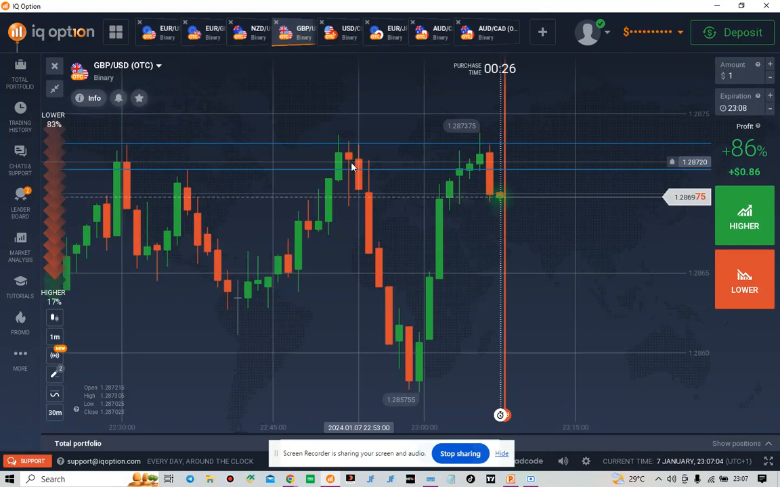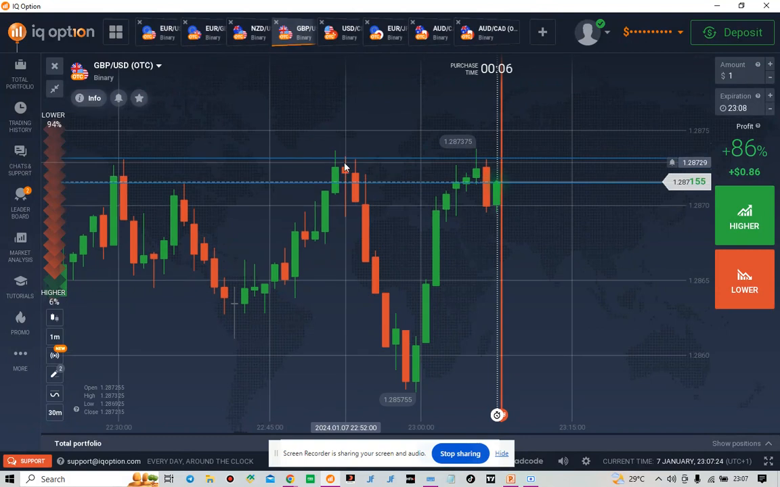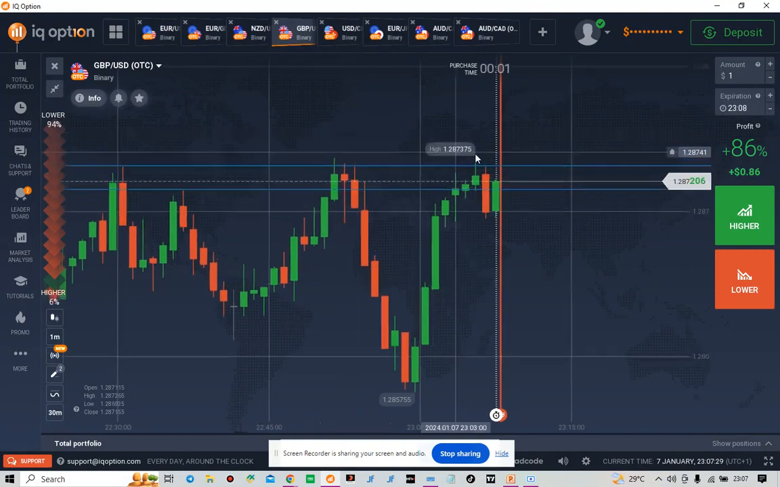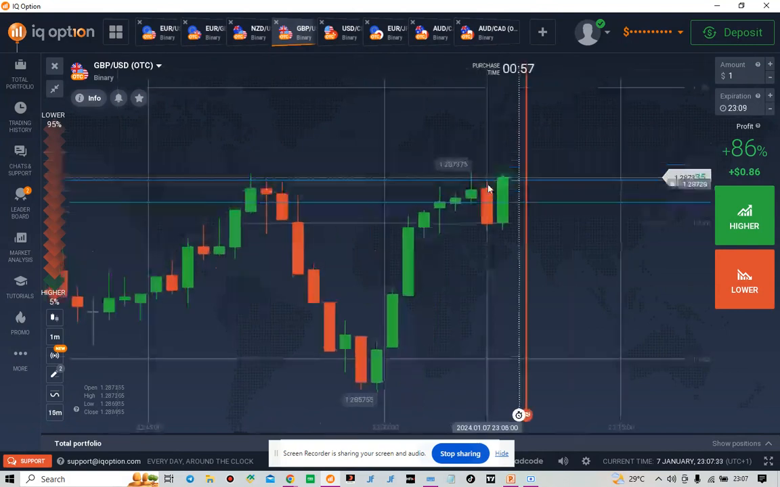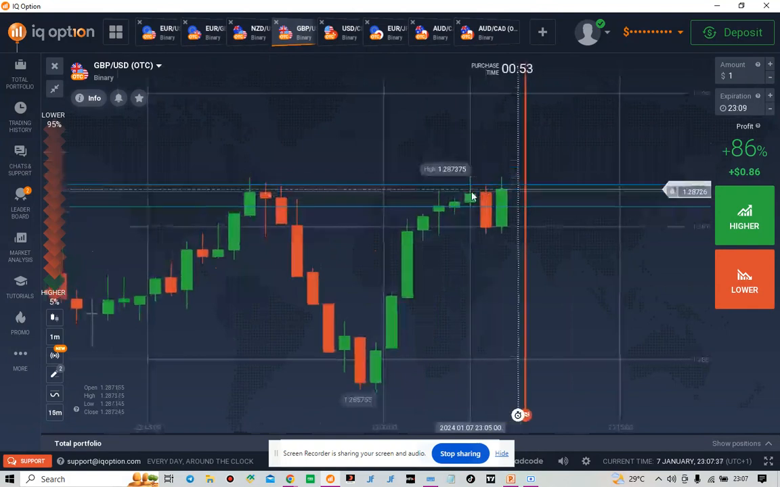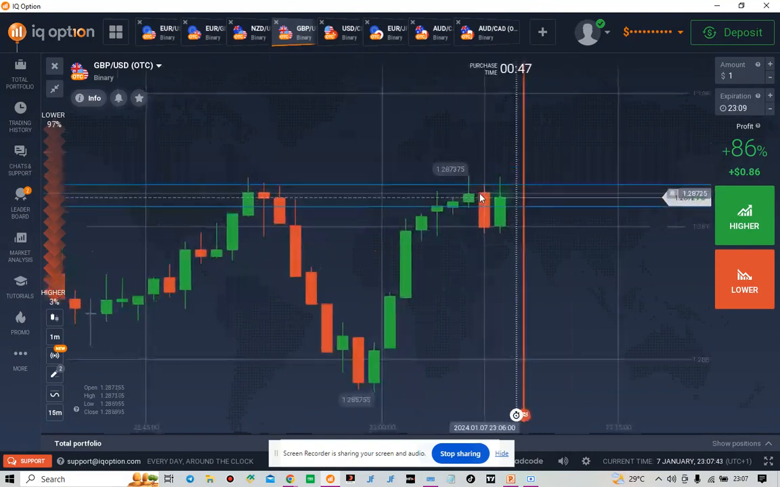You can also open a trade with 1 minute expiry time. Okay, the first candle closed as red. That's the 1 minute expiry time. But here in this situation, you open a trade with 1 minute expiry time, and this is the 1 minute candle. Wait for the price to close inside and wait for a reversal sign candlestick pattern.